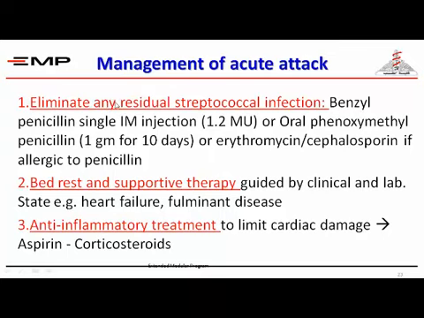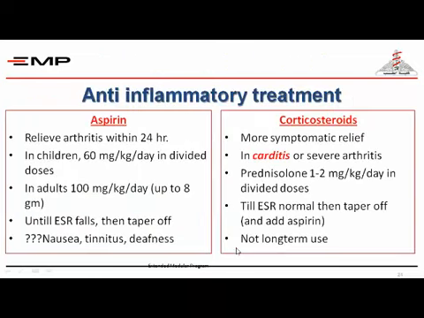We know that it is not an infectious issue, but maybe there is some remaining streptococcal infection in the tonsils or in the pharynx, so the patient has to receive either benzathine penicillin, 1 intramuscular injection, or oral penicillin for 10 days, or other medications if he is allergic to penicillin. Second step is bed rest and supportive therapy, which is guided by the clinical picture. And the third step is anti-inflammatory treatment, either aspirin or steroids.